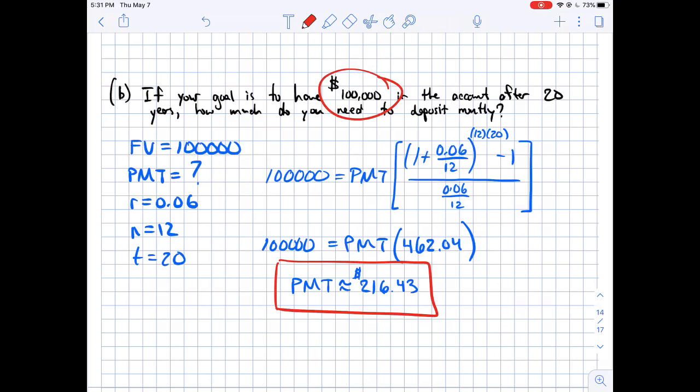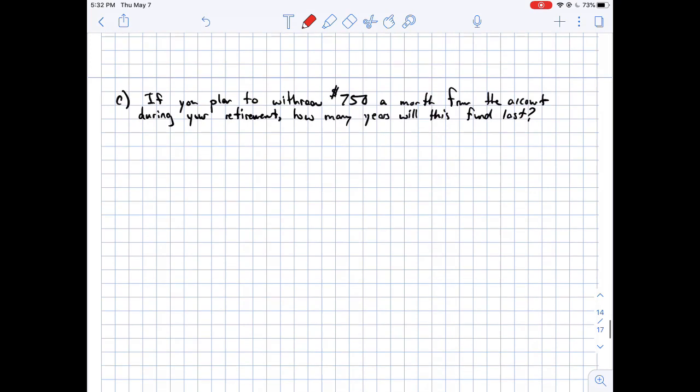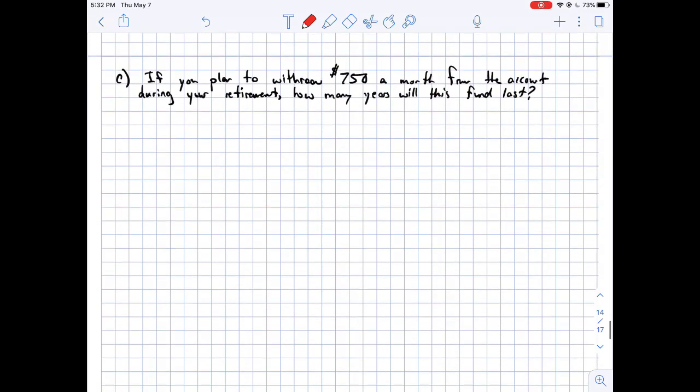Okay, so if you plan on retiring and you would like to be able to withdraw $750 a month from the account during your retirement, how many years will this fund last? So if you have $100,000, and you want to be able to withdraw a certain amount every month, then that's going to be looking at a present value problem.